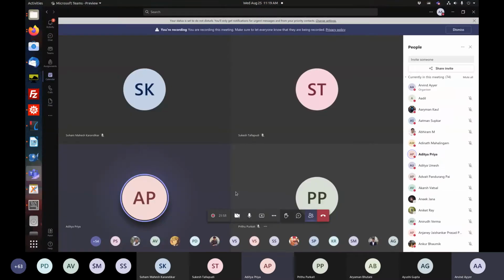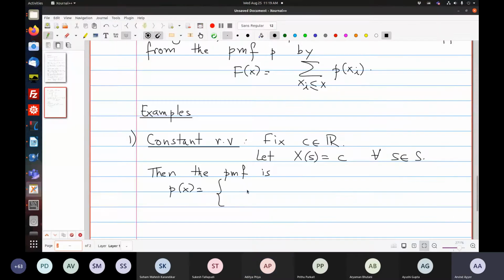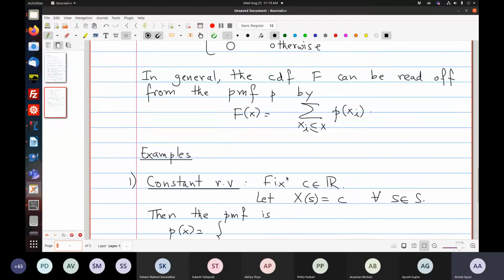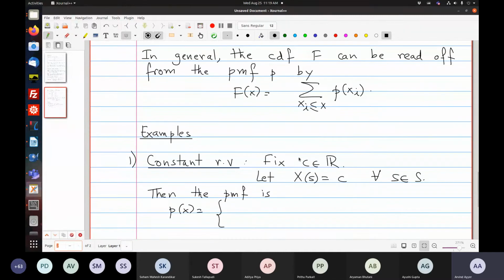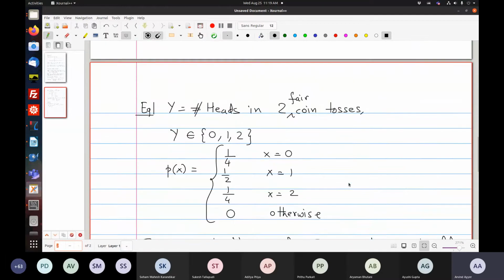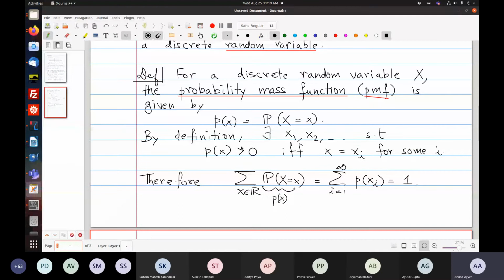Oh boy. Okay, so this is more confusing than I thought. I thought this was easy, but maybe you guys are getting confused. So X takes the single value C. Remember what we said: the PMF is positive only on the values that X takes. So, okay?